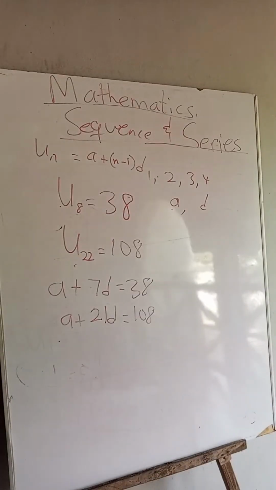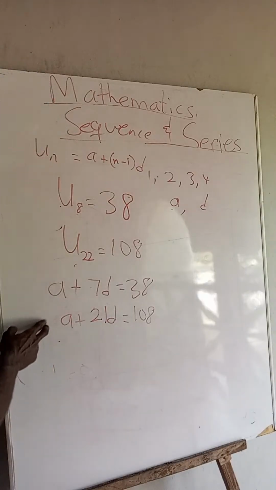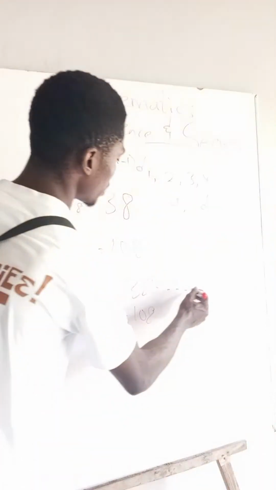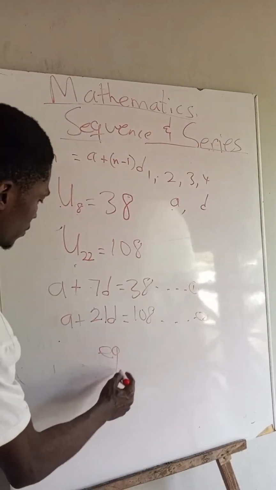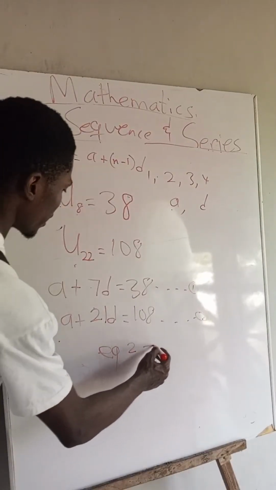That's all. You can use your calculator to do it. You can also use the elimination method or substitution method. The elimination method will be fast. So let's do it. Since these have the same coefficient, we can say that this is equation 1, this is equation 2. Then we subtract: equation 2 minus equation 1.